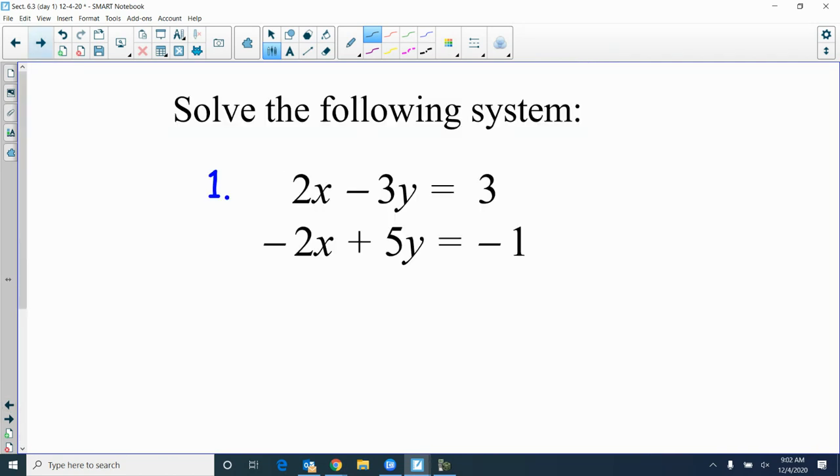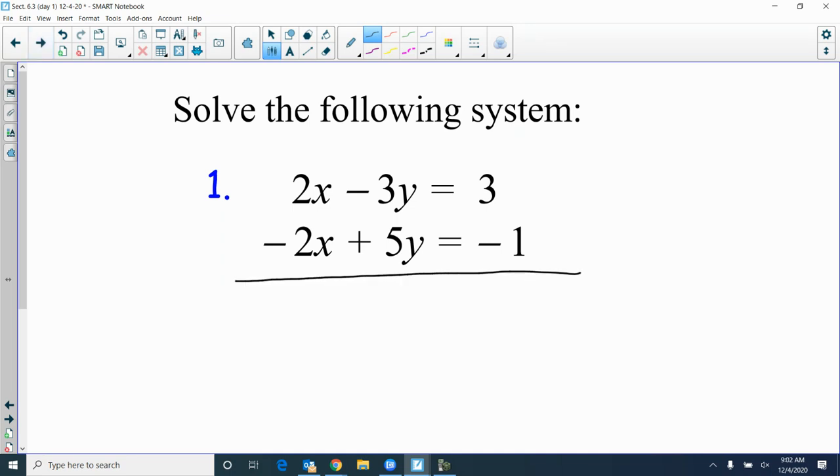All right, this is the first one on your sheet, right? Take a look at what I got. Does that match up? Couple of key things though for elimination is you need to have it lined up so it's nice. 2x minus 3y equals 3. And I got negative 2x plus 5y equals negative 1. So I got my x's in line, I got my y's in line, and my equal sign. So I can just add those right now.